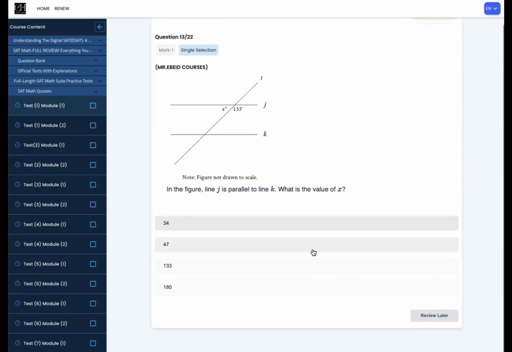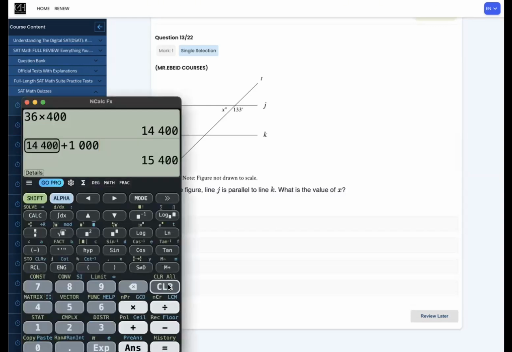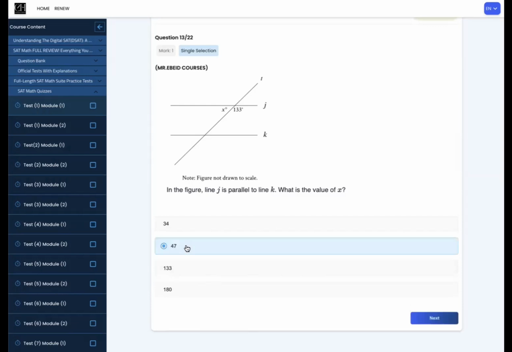We still have time. So how can we find x if we have two parallel lines? I think there's no need to use the parallel lines. You have both angles x and 133 are supplementary. You know that the meaning of supplementary is that their sum equals 180. So you'll just subtract 180 minus 133. It will be 47. So it's B, this one.